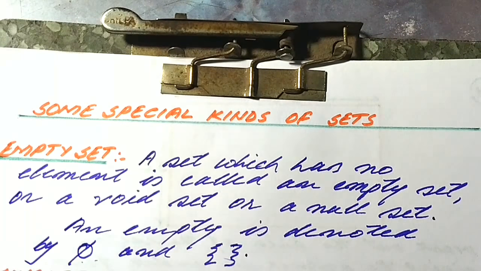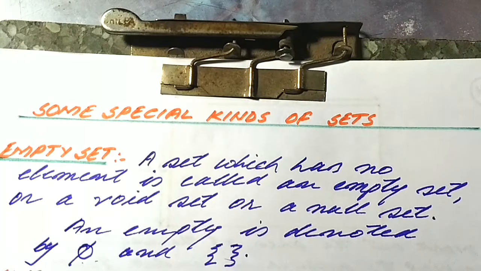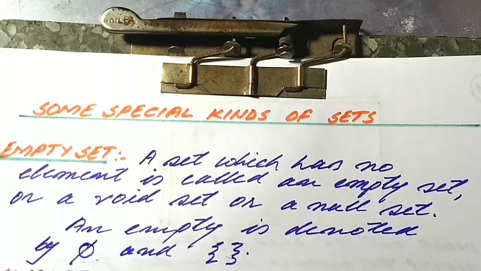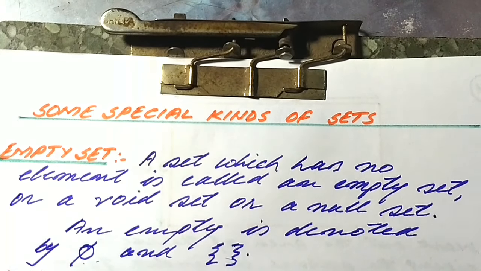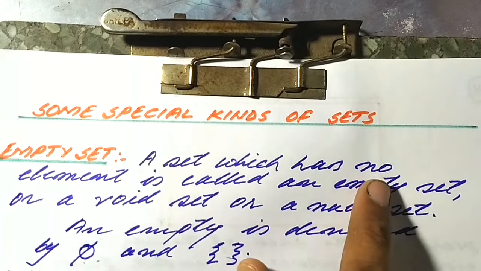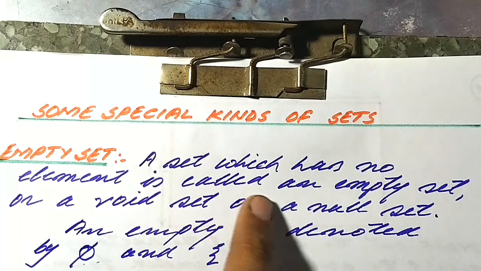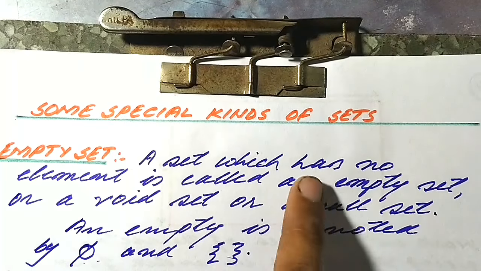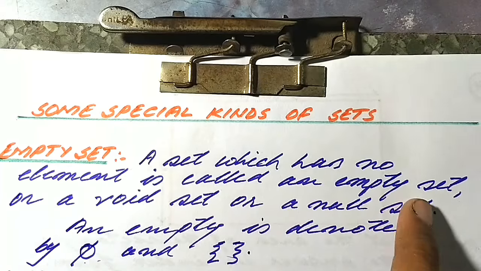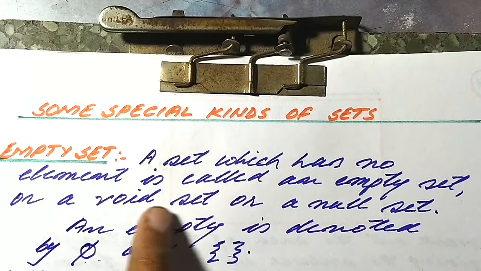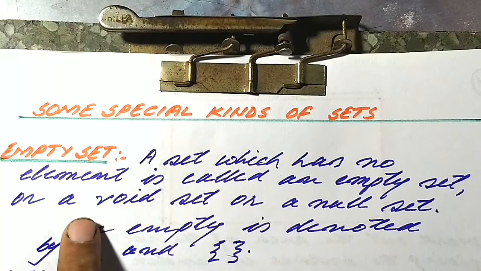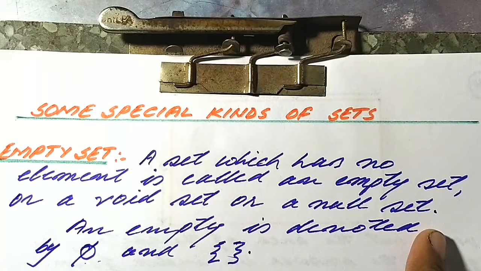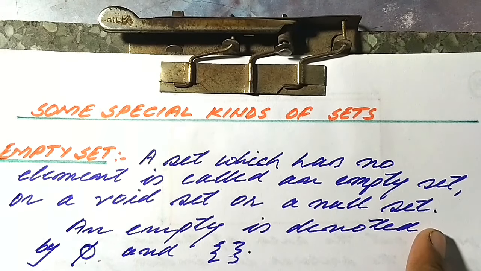So let's talk about the empty set. As is clear from the name itself, empty means which has nothing. A set which has no element is called an empty set, or a void set, or a null set. There are three different terms used for this particular kind of set: an empty set, a void set, or a null set.